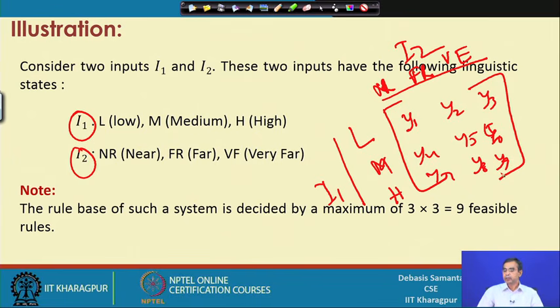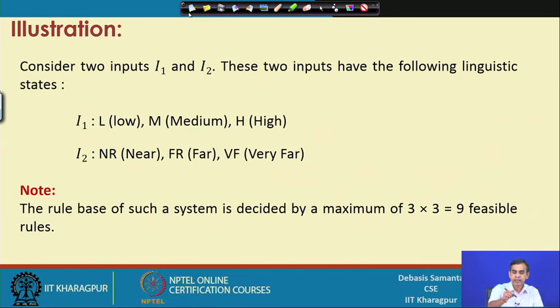Now, in the Mamdani approach we have observed that all the rule values are in terms of fuzzy linguistics, whereas in the Takagi-Sugeno approach the rule values are in terms of mathematical representation, by which Y1, Y2, Y3 and all these can be calculated. So, if there is a rule, if I1 is L and I2 is NR, then the output Y1 will be calculated using some mathematical notation.